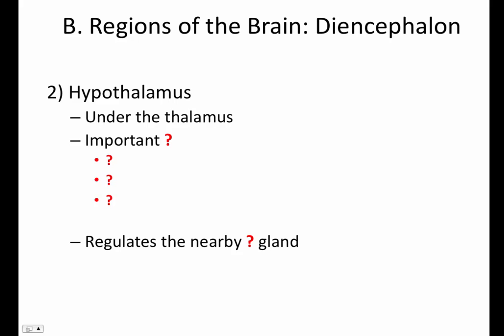Next region we have is the hypothalamus, hypo meaning below, and so it lies right underneath the thalamus. It's an important autonomic nervous system center.